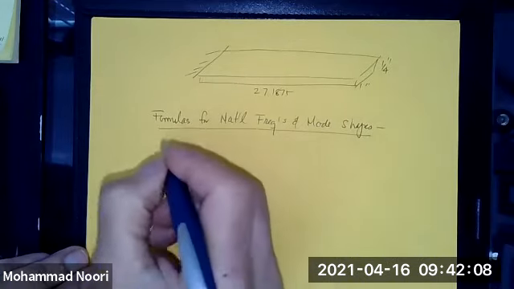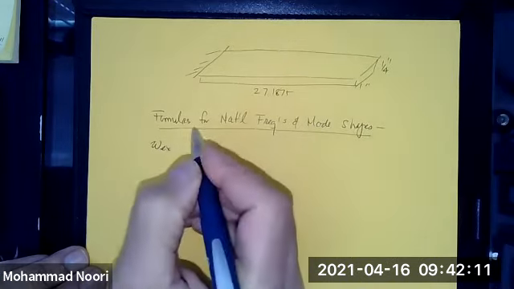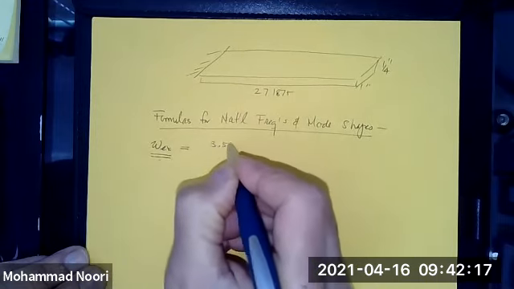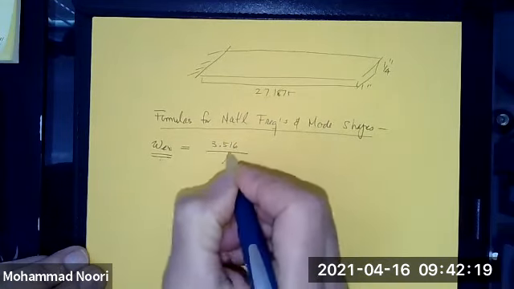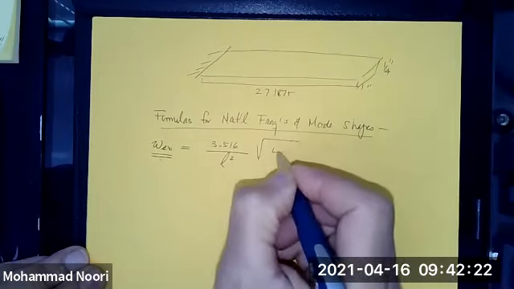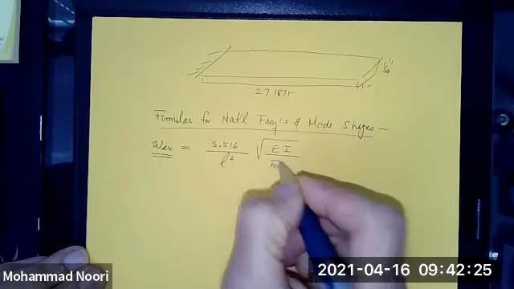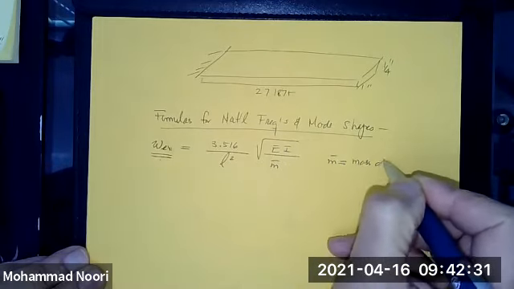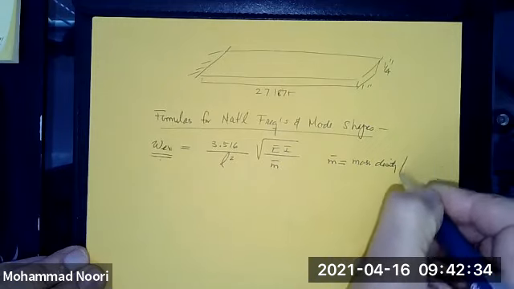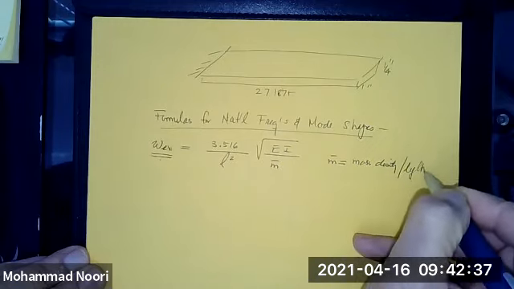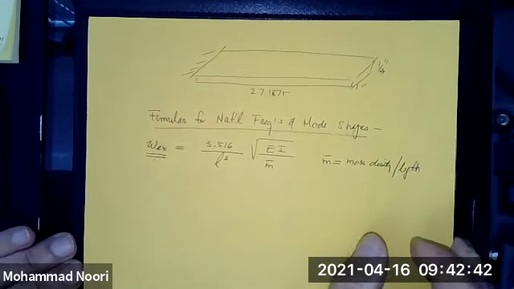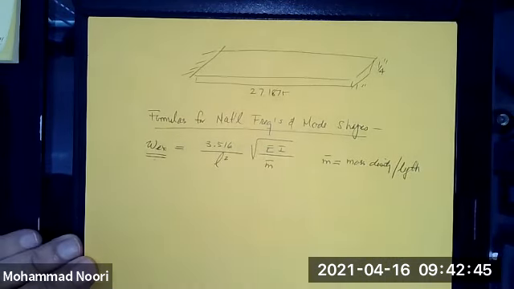If you do that, you'll see that for a cantilever beam, which this is, the exact formula for the natural frequency is given as 3.516 divided by L squared times the square root of EI over M sub bar, where M sub bar is the mass density per length. Here, as I said, you are given the mass density per volume, so it needs to be converted.